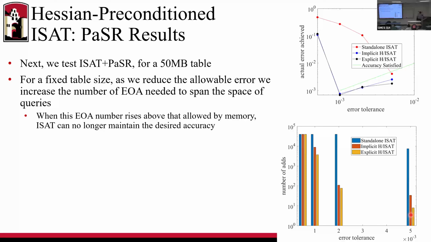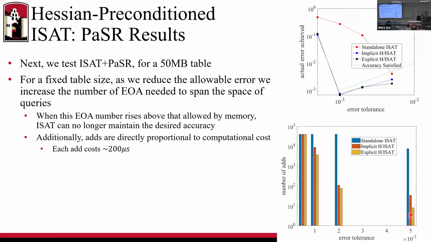And when this number of ellipsoids strikes above what is allowed by memory, so when we hit this part, you see our accuracy starts decreasing instead of increasing because we can no longer span the full domain with our table. And of course, adds going to have computational cost, so the fewer the better.